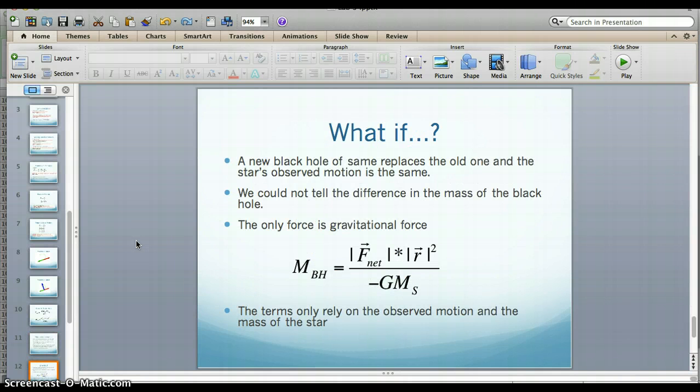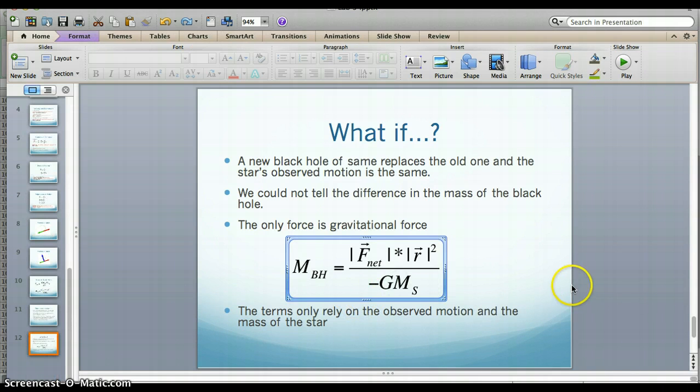And lastly, we wanted to examine what if a new black hole of the same position replaces the old one, but the star's observed motion is the same. We would not be able to tell if the new black hole's mass was different than the old one, since the only force acting on the star is the gravitational force, as we see here. The only terms that we need to utilize to find the mass of the black hole solely rely on the observed motion of the star and the mass of the star. So as we can see, none of these things would affect the change in mass of the black hole.